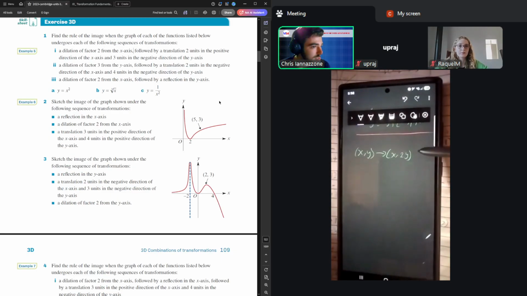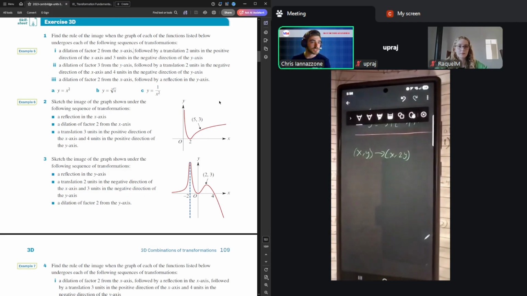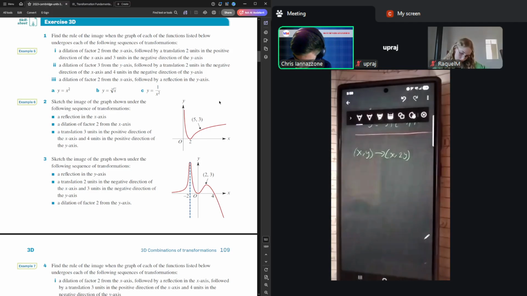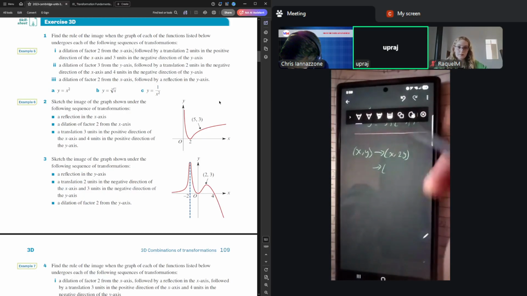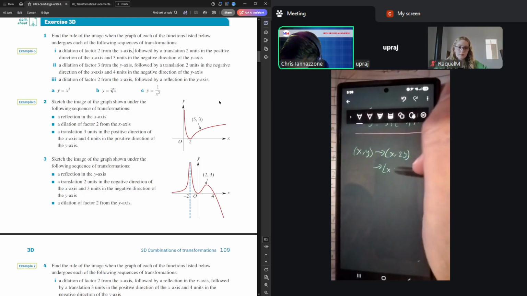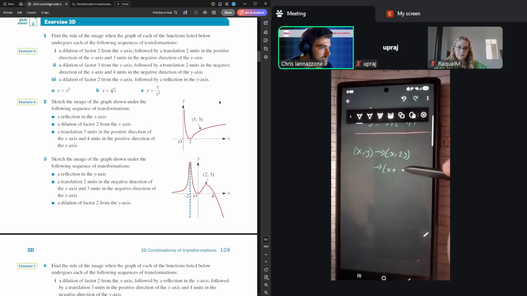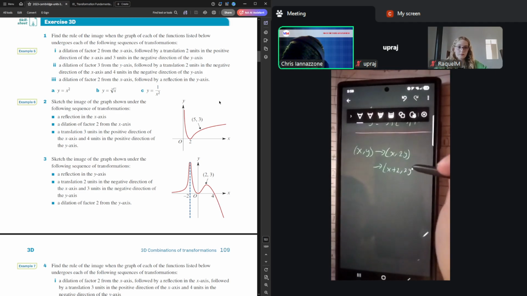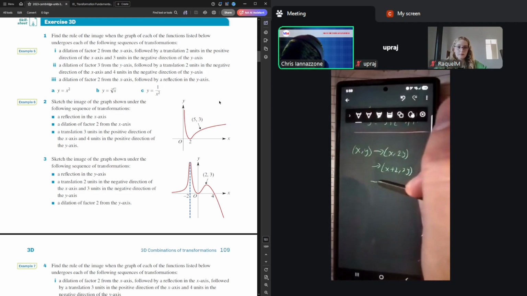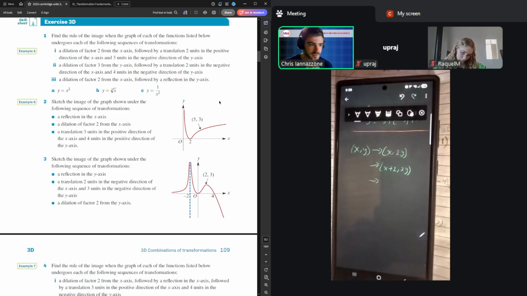Alright, next one up. What's that going to look like? Translation 2 in the positive x. X plus 2 comma 2y. That's it. Yeah. Translations are an addition or a subtraction. So you got the x plus, what was it again? X plus 2 comma 2y. Again, starting where we left off.